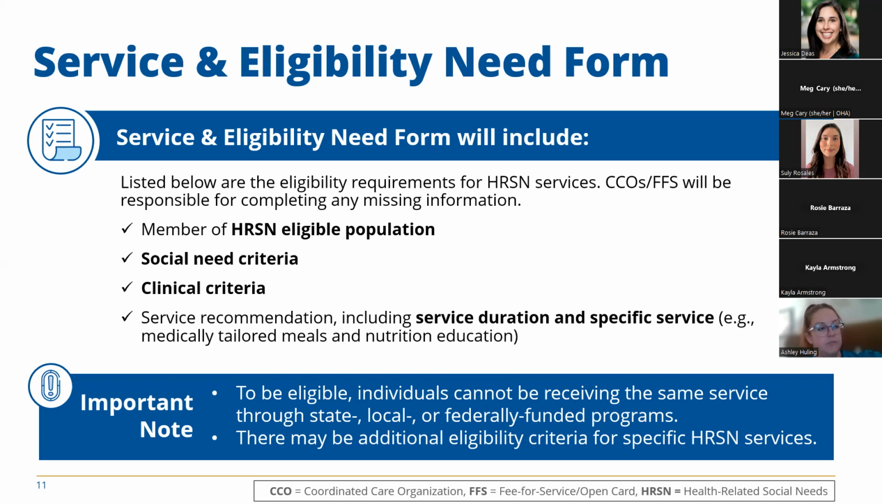A couple caveats. In order to be eligible for these health-related social needs services through the waiver, they can't already be receiving the exact same service through state, local, or federally funded programs. So we're not allowed to replace existing supports. Also, depending on what type of service it is, there may be additional eligibility criteria. So some people may be eligible for some parts of the HRSN world, and that's going to depend on some of those different eligibility factors that we also need to collect in this form.